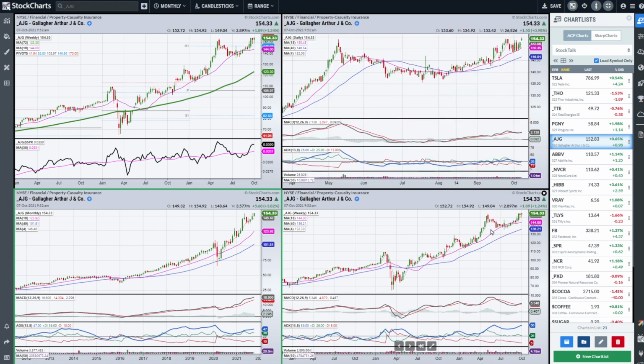Gallagher, Arthur Gallagher. So the last entry was really on this pullback. Look at these pullbacks to the 18-week. Every time we go to a new high, the MACD is confirming by hitting a new high. Those are really good signs. The ADX has been above 25 now and holding 25 on all pullbacks.